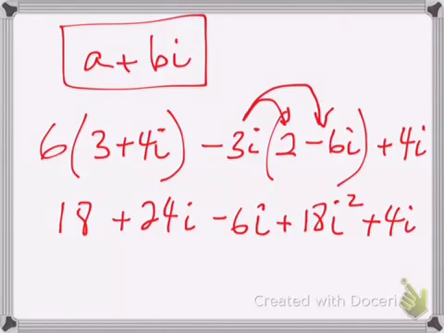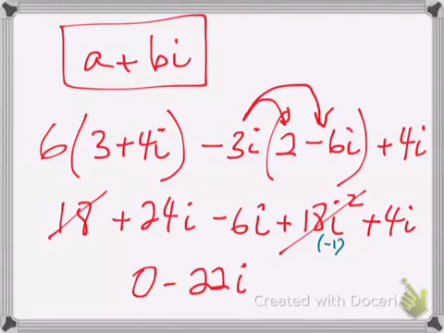Now I have to make a substitution for i squared. What is i squared? Negative 1. So that's going to make that value negative 18, right? So 18 and negative 18, no mas. 24 minus 6 is 18, and 18 plus 4 is 22i. Now, it would be okay if you wanted to write this as 0 plus 22i.